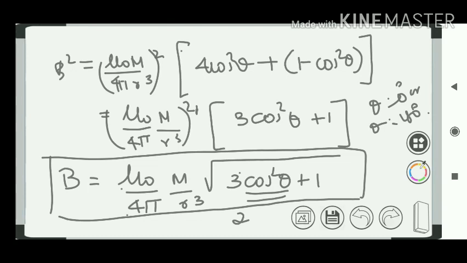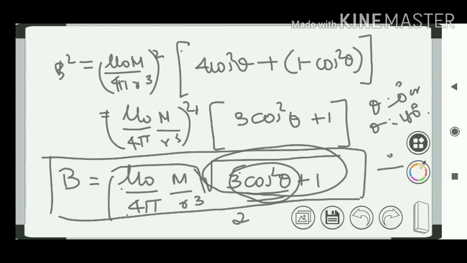Just substitute the values. Similarly, when theta is 90 degree, that means the equatorial position, in place of cos theta put 90 degree, the whole term goes off. So there will be only 1, and there will be only this much portion, that is mu 0 by 4 pi m by r cube. That means due to the equatorial position, the magnetic field is mu 0 by 4 pi m by r cube.